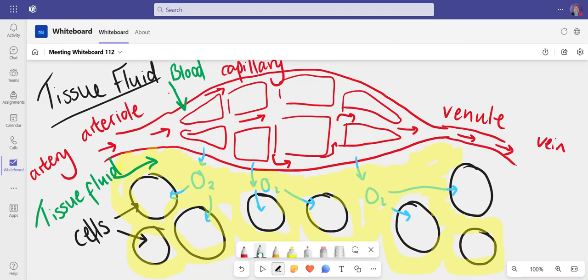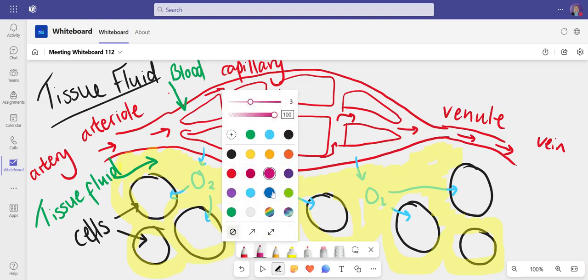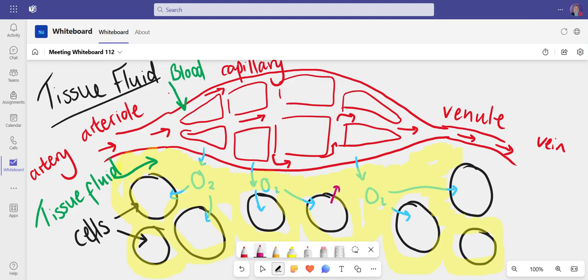And remember, our cells are respiring, and respiration makes carbon dioxide. So coming out of these cells will be carbon dioxide, and the carbon dioxide will go into the tissue fluid and then back into the blood again. Okay, so the carbon dioxide will go in the other direction, like this. So the oxygen is coming from the blood to the tissue fluid to the cells. The cells respire, they make carbon dioxide, and the carbon dioxide goes from the cells back to the tissue fluid, back into the blood. So that's what tissue fluid is.